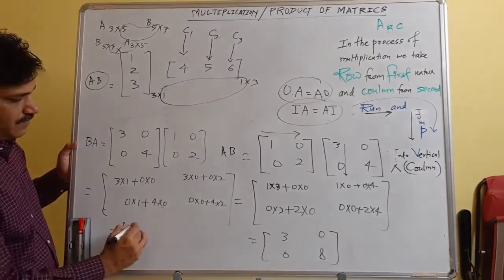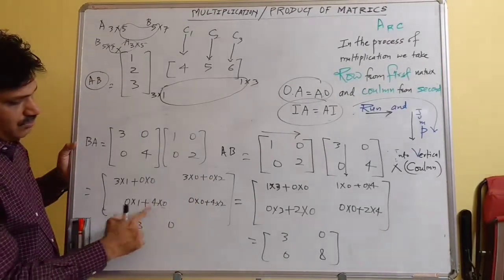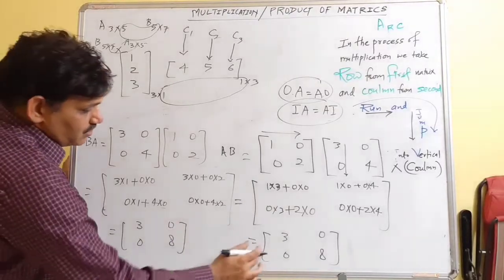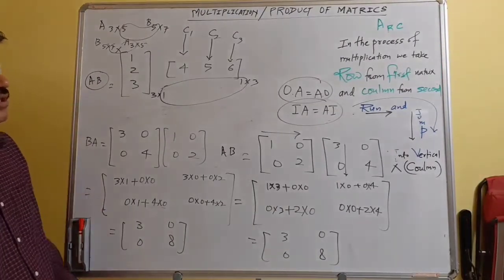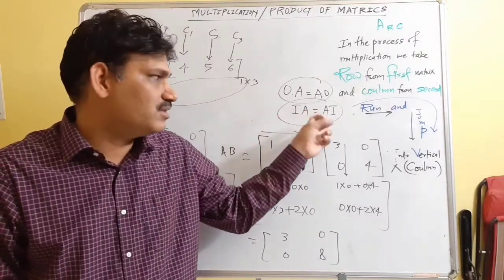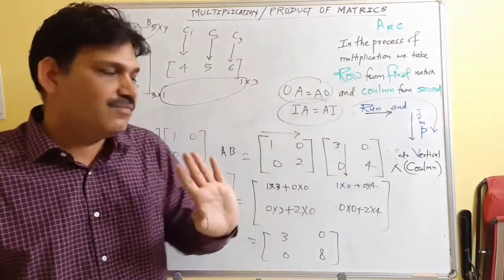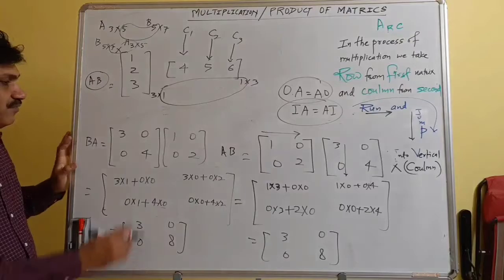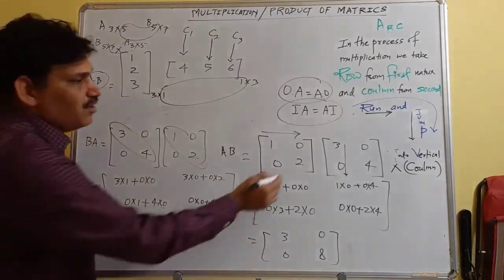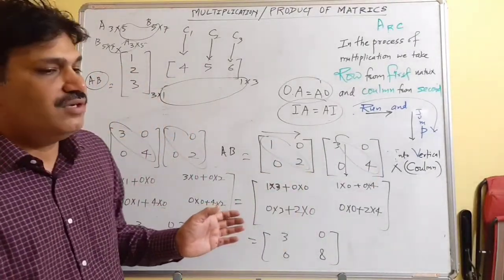So what you get is 3. This is 0 plus 0 is 0. 0 plus 0 is 0. 0 plus 8 is 8. And here you can see AB is equal to BA. So in case when you multiply a matrix with a unit matrix, it is commutative. When you multiply with a 0, then the answer is obviously a 0 matrix. But here, in the case of two diagonal matrices of the same order, the product AB is going to be equal to product BA.